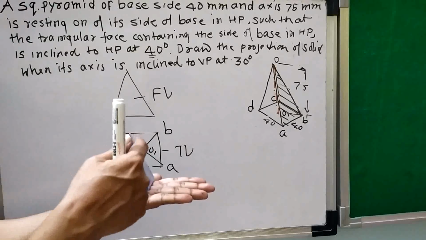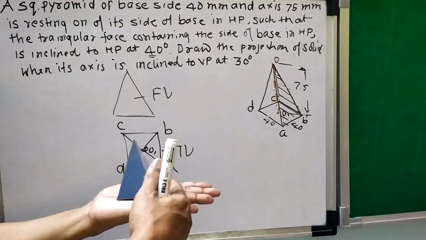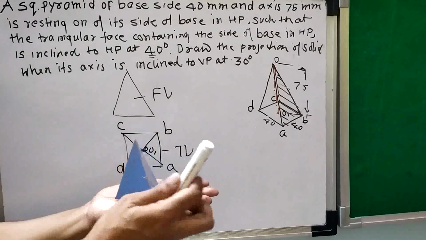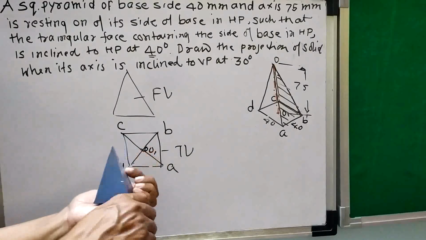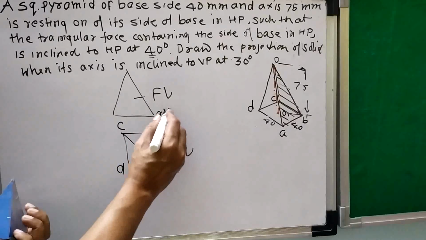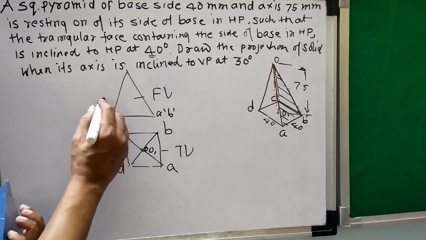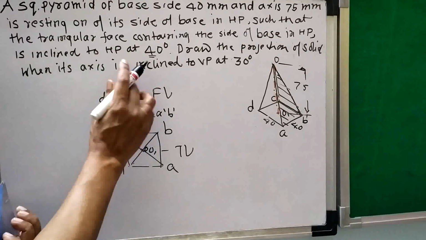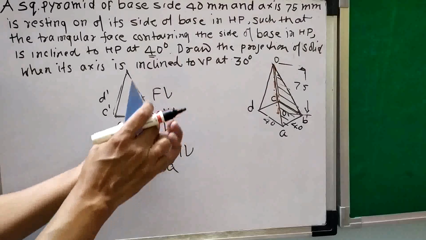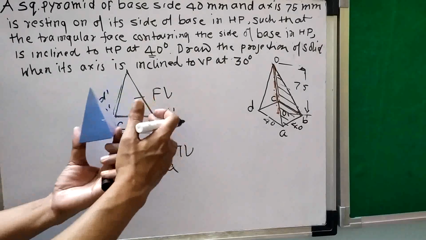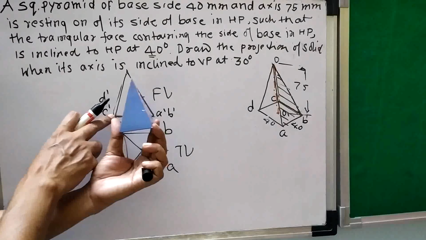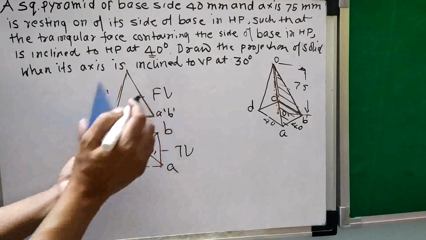Now I have to make this face. Suppose this is A, this is B and C, so this face is ABC. So I can have, if I say this is A dash, B dash, and this is C dash and D dash, this is the triangle, right? So this is A dash and B dash, A dash B dash. This is C dash and D dash, so C dash D dash here. So I will see this front view.